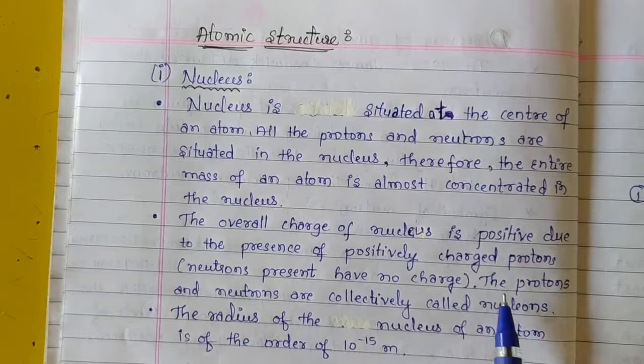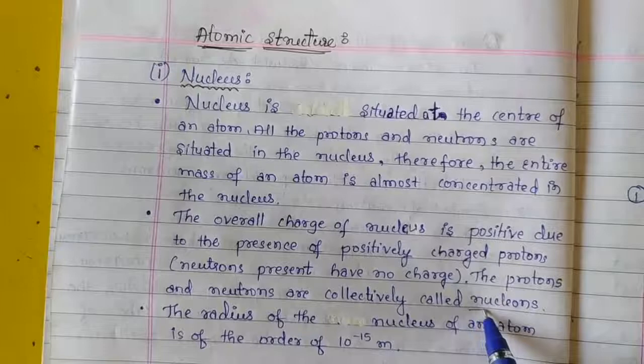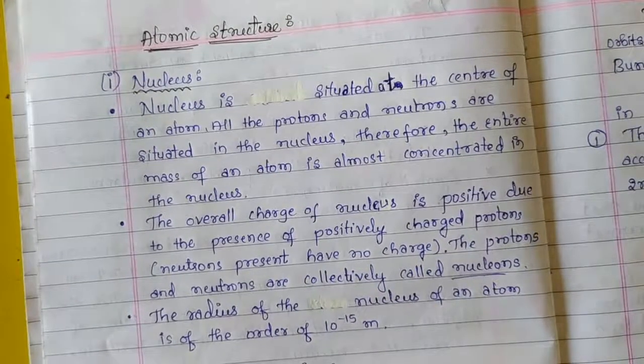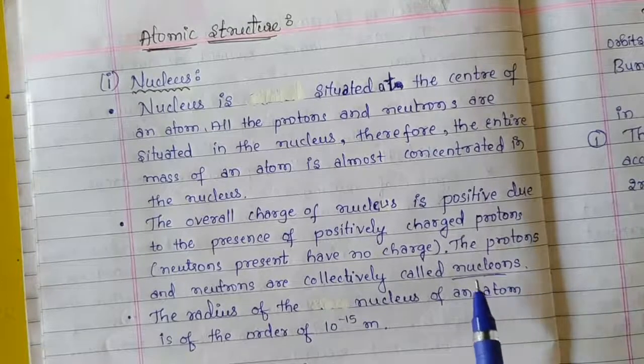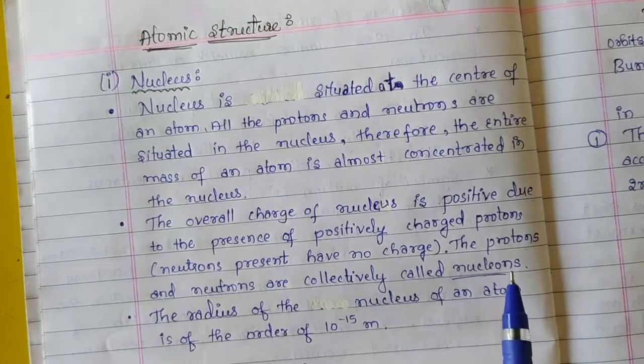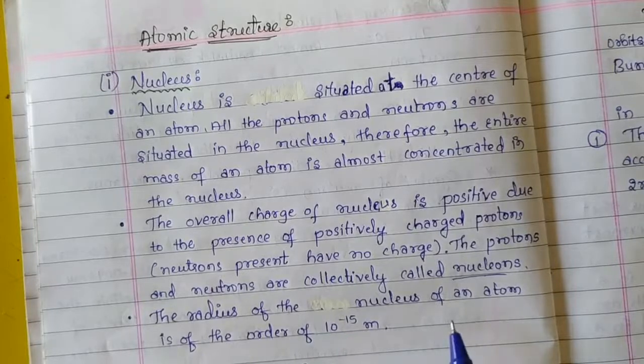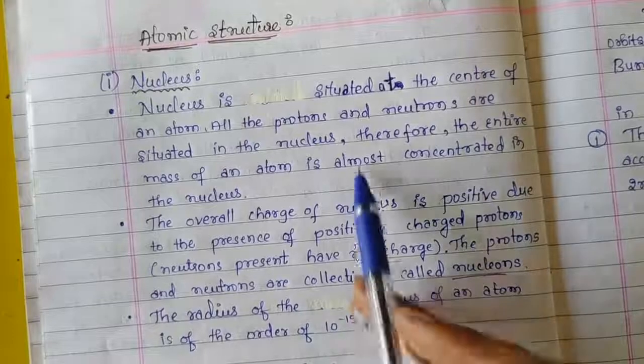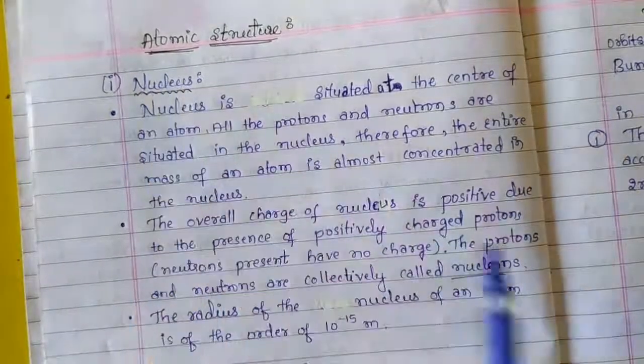The protons and neutrons are collectively called nucleons. Children, remember this. It's very important. What is a nucleon? Sometimes questions may be asked like this. Nucleons are the protons and neutrons collectively. And the radius of the nucleus of an atom is of the order of 10 raised to minus 15 meters. This is the nucleus inside the atom.